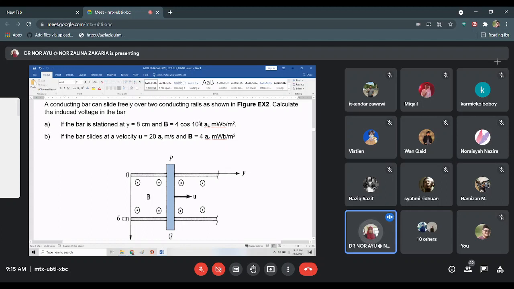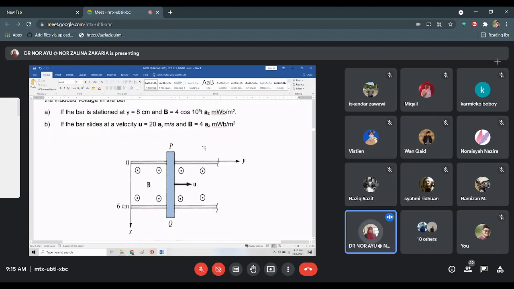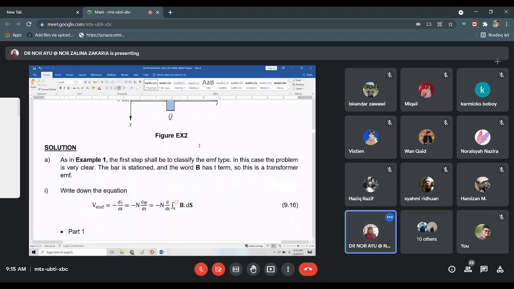So for that we need to use the transformer EMF because the bar is moving now. If we look here at the equation of B, we have t. So the t determines that this B is changing. So we need to use the equation of transformer EMF. We have negative N, d over dt, integration of B dot ds.